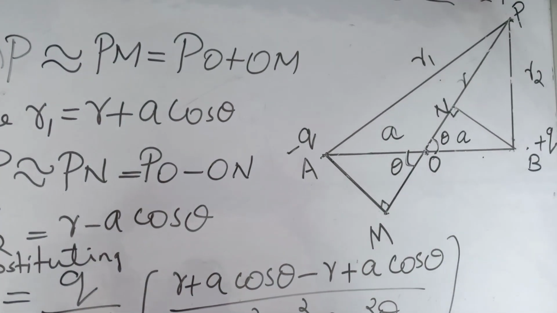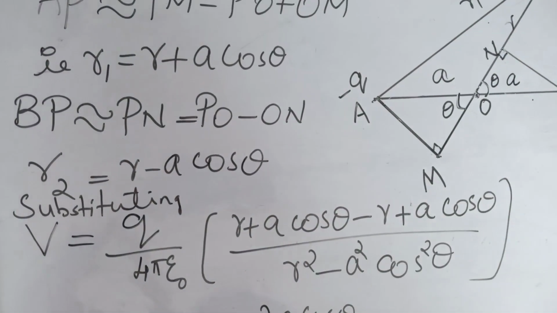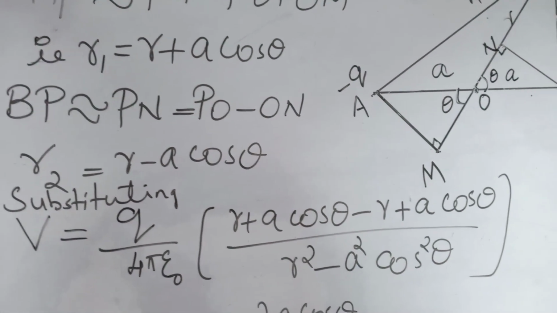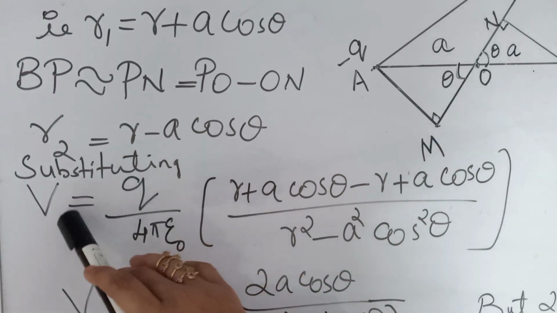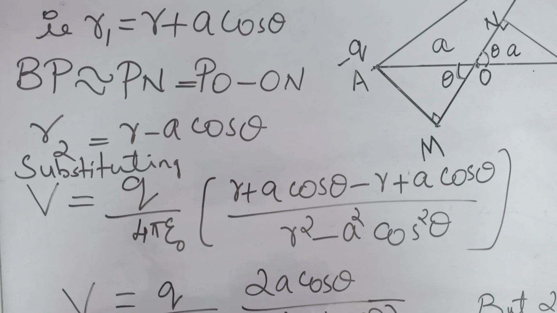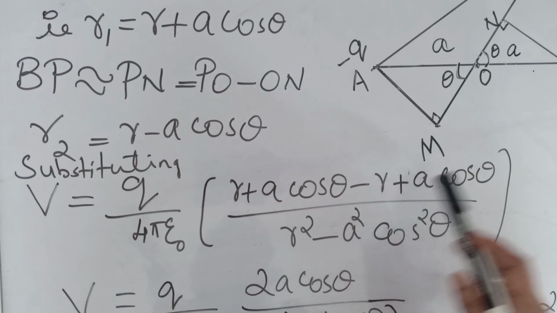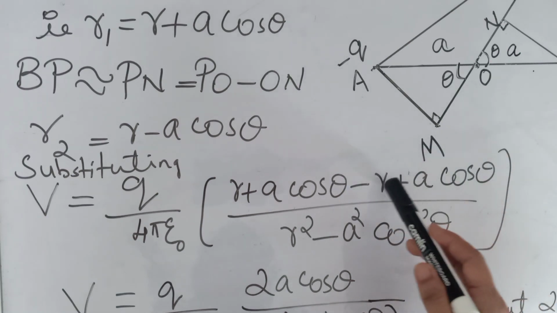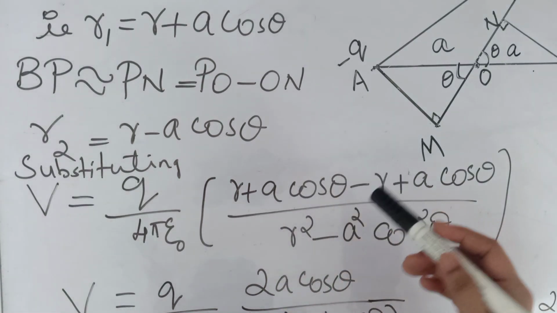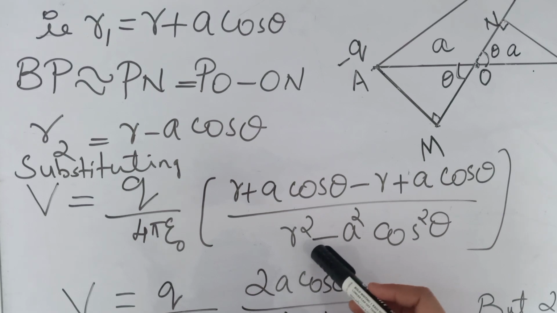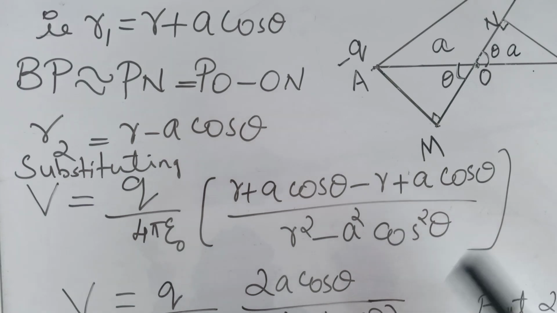Now we can substitute the values in the equation. V is equal to Q by 4 pi epsilon 0, R1 minus R2 divided by R1 R2, right? That we have already found. So substituting, V will be equal to Q by 4 pi epsilon 0, and then R1 minus R2. So that will be R plus A cos theta minus R minus A cos theta. So this minus we are taking inside. So R plus A cos theta divided by R1 into R2, that is R plus A cos theta into R minus A cos theta, that is A plus B into A minus B, which will be equal to A square minus B square. So R square minus A square cos square theta.